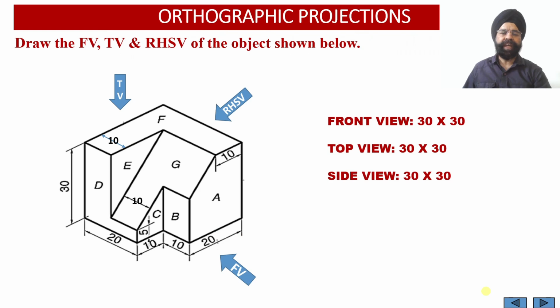Today we are going to discuss orthographic projections. Here we have an isometric 3D projection of a solid in which this is the front face, this one is the top face, and this is the right hand side face of the solid. All these three faces have been combined in this 3D isometric projection in a single view. Now we are required to draw the three orthographic projections of the solid, that is the front view, the top view and the right hand side view.